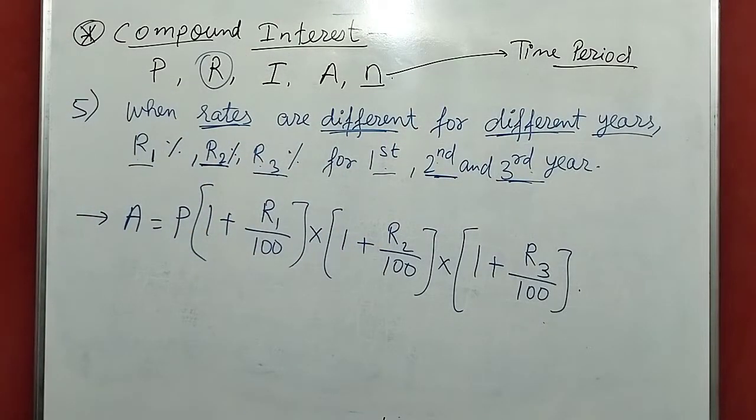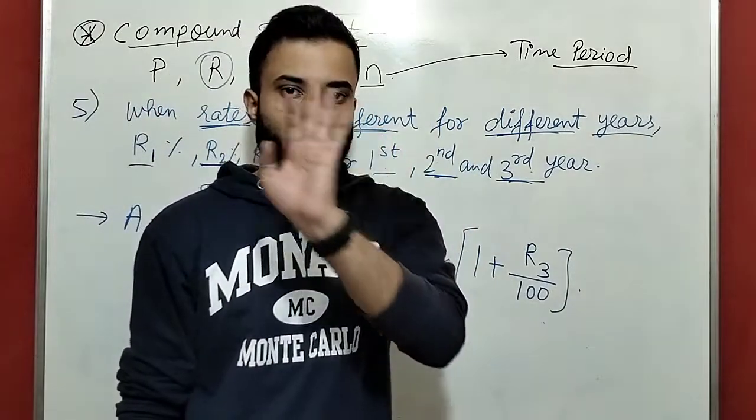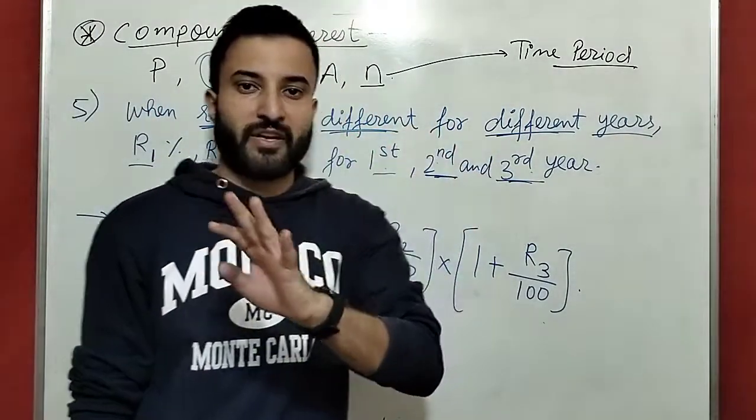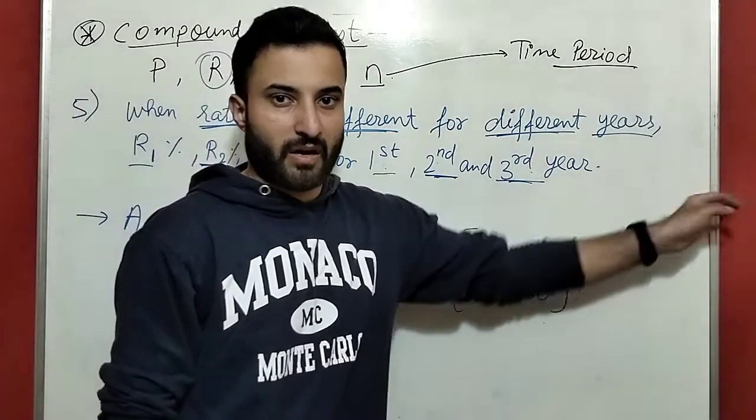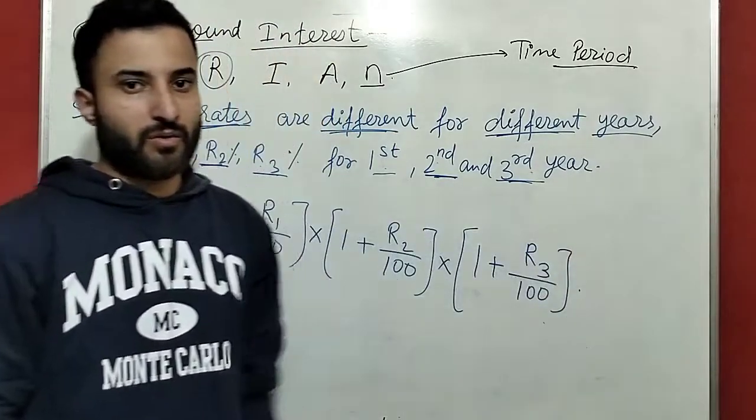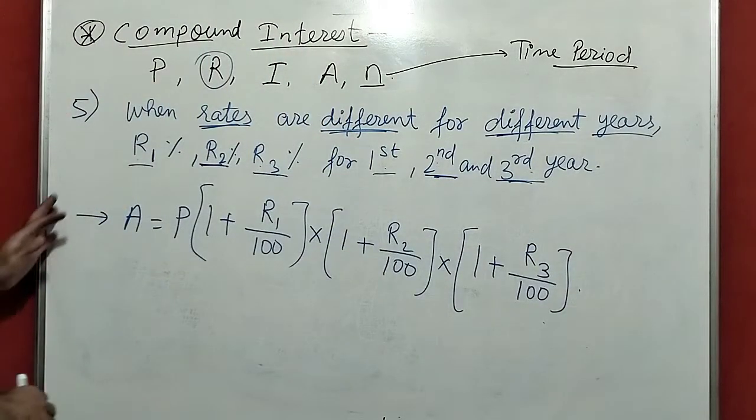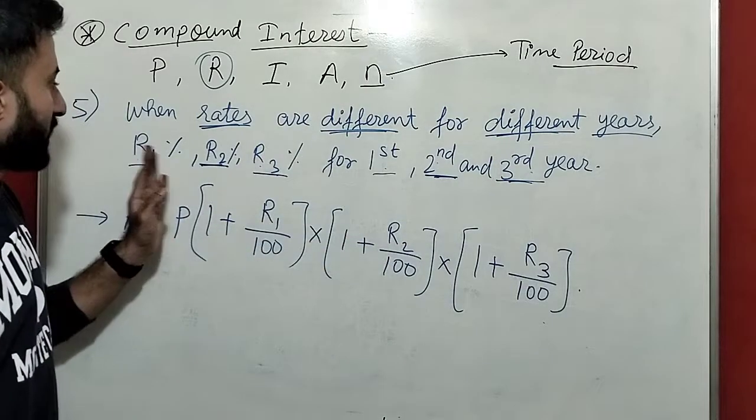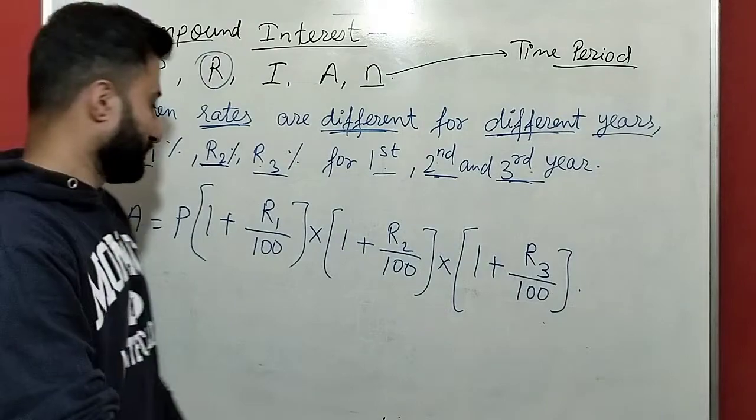So guys, suppose there are R1, R2, R3, R4 for 4 different years, then it will become 1 plus R4 by 100, 1 plus R5 by 100, like that. Okay, so this is very important. When rates of interest are different for different years, this is the formula.